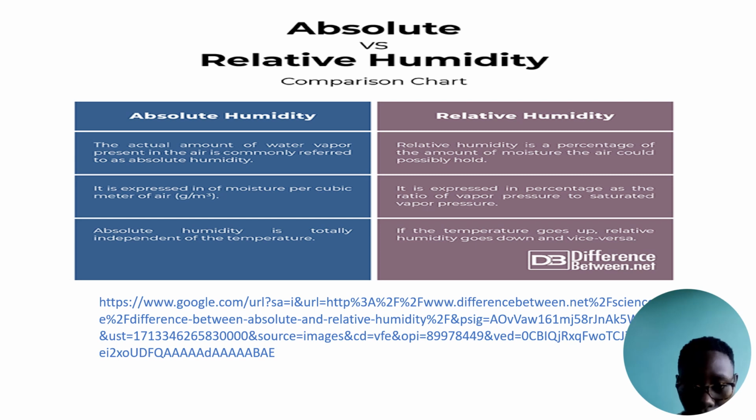Absolute humidity is expressed as moisture per cubic meter of air, but relative humidity is expressed as a percentage, the ratio of vapor pressure to the saturated vapor pressure. Absolute humidity is totally independent of the temperature, while relative humidity depends on temperature. When the temperature goes up, relative humidity goes down, and when the temperature goes down, relative humidity goes up.